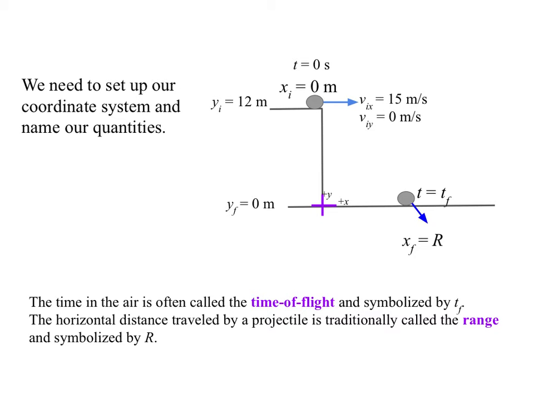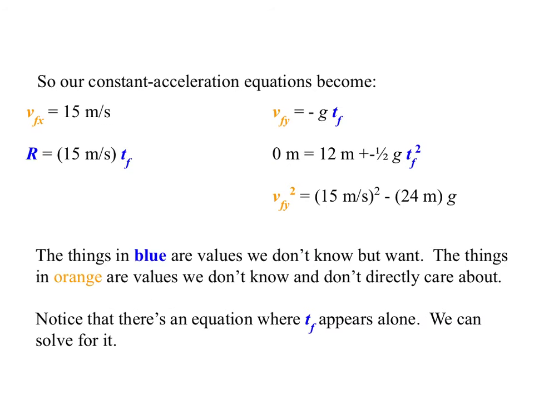The time in the air is often called the time of flight. That's what the f means in t_f. It's symbolized by t_f. The horizontal distance traveled by a projectile is traditionally called its range, and we usually symbolize it with capital R. Plugging all those things in, at the moment it's about to hit the ground, at the time of flight, we get this: its final velocity in x is 15, just like it was the whole way throughout, and its final velocity in y is minus g times however long it's been in the air. The range is 15 meters per second times the time it's been in the air.